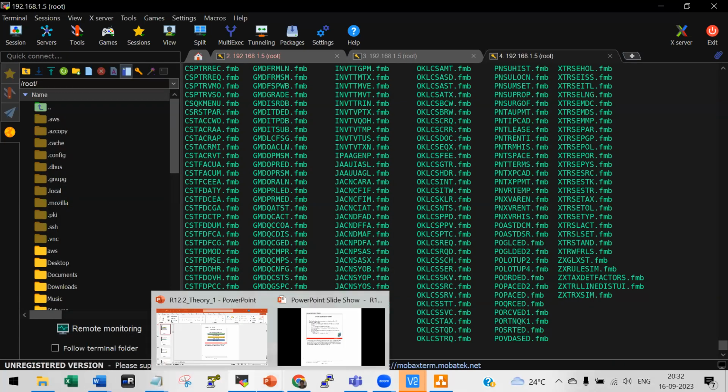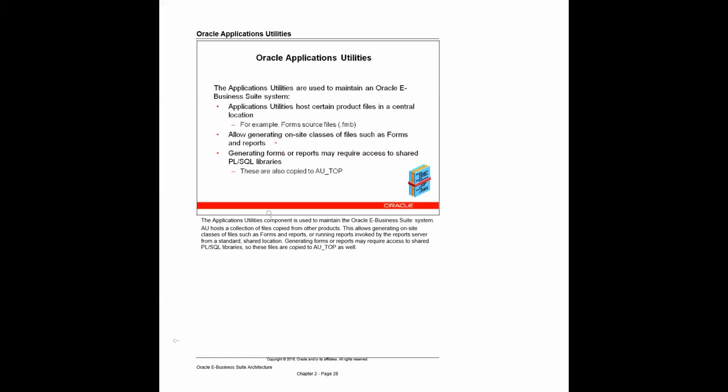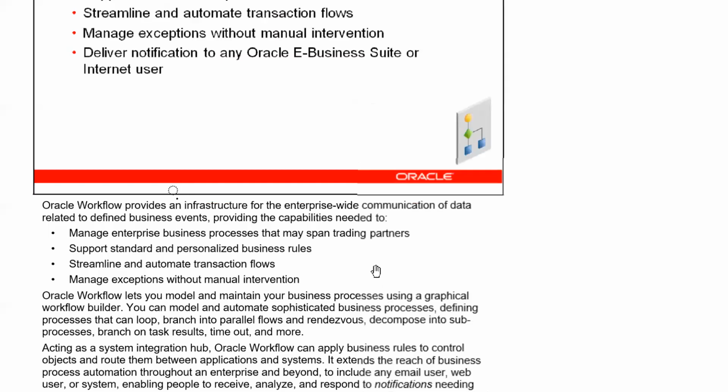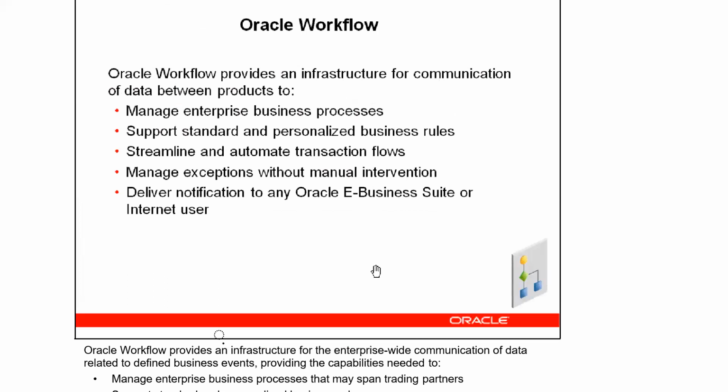I just want to make it short. AU top is a place for all your files, like a central inventory, a central location of forms and all. It also has a lot of library files. Generating forms or reports may require access to shared PLSQL libraries. There is also something called Oracle Workflow. As an apps DBA, you need the SMTP details from the customer, and we are going to configure it.